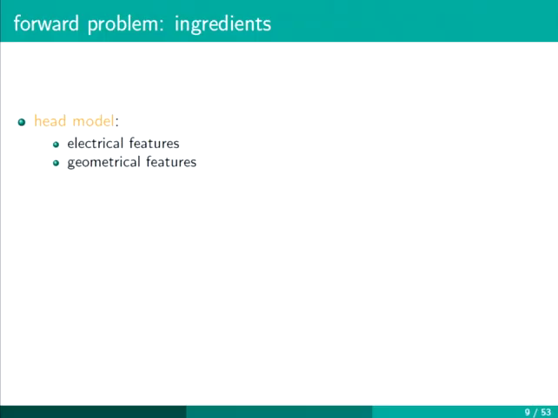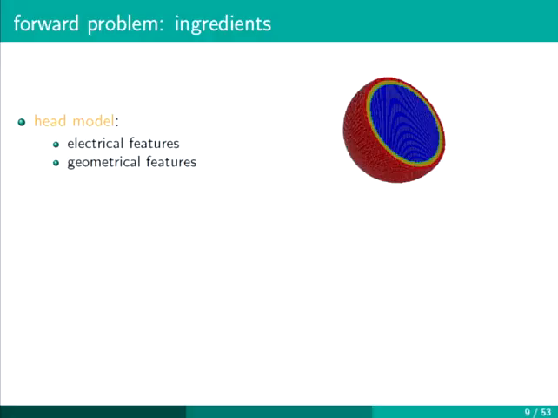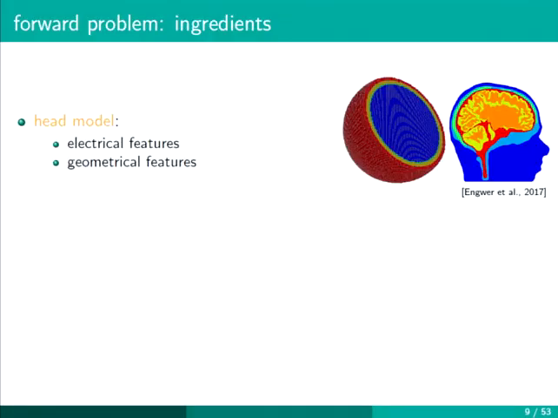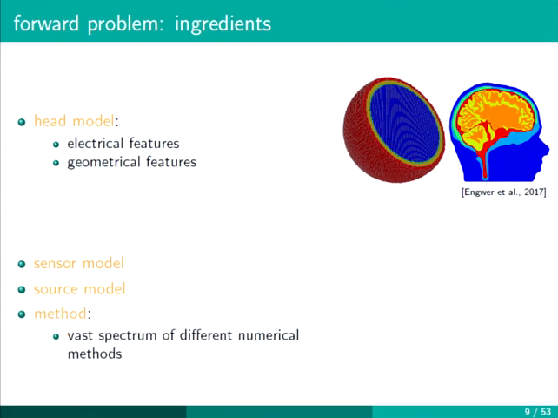First of all, we need a head model where electrical and geometrical features are merged together. This can be a sphere or a multi-layer sphere, or more realistically shaped head models. The second ingredient is the sensor model. Then we need a source model and a method to compute our solution. There's a vast spectrum of different numerical methods, and I will say something about some methods. But first of all, I would like to focus on the head model.